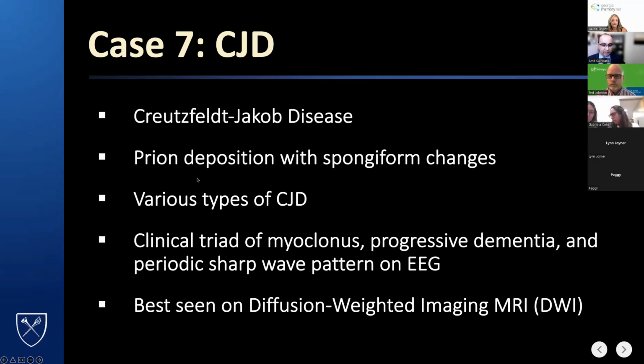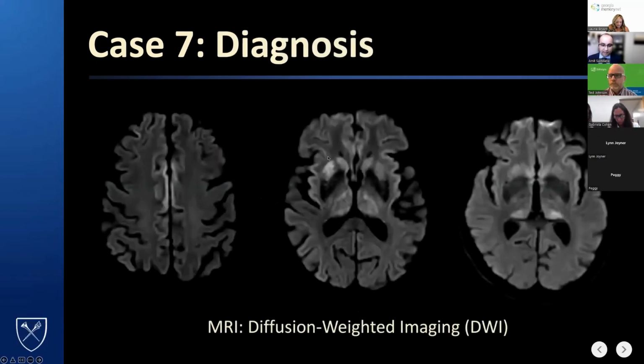There's various clinical subtypes related to the etiology, clinical triad, myoclonus, progressive dementia, specific pattern on EEG. And this is really the sequence on MRI, the diffusion weighted images. I'll just go back to that now that I've pointed out the areas. That is great for this. You can also see these same signs on a T2 weighted or a T2 FLAIR type of sequence.